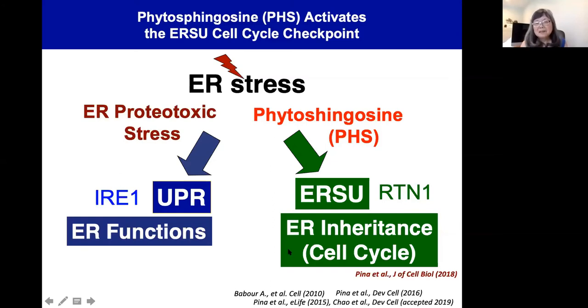Now, I don't have time to actually go over this in detail today, so I hope I'll have a chance to talk to you about that sometime in the near future. But this finding raised the question of whether ER stress in mammalian cells also increases any of the sphingolipid or ceramide species.